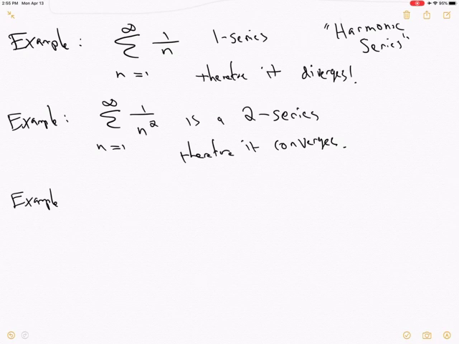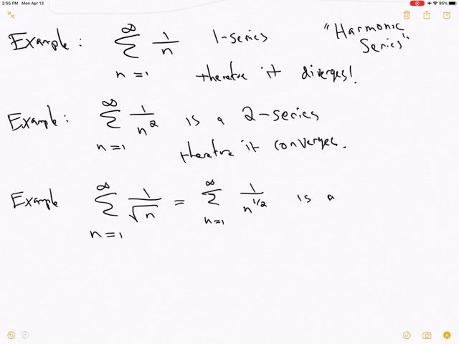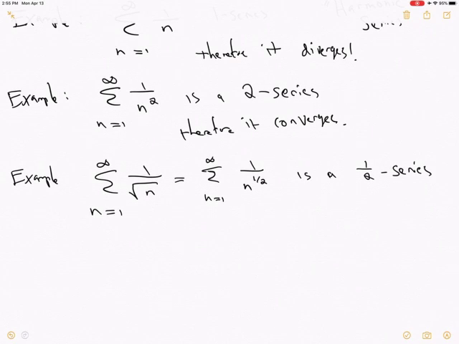What if we had something like this? Summation n goes from 1 to infinity of 1 over the square root of n. So we can just be explicit using exponential notation. We know that square root is the same thing as exponentiating to the 1/2 power. So this is a 1/2 series. And of course 1/2 is not bigger than 1, so it diverges.